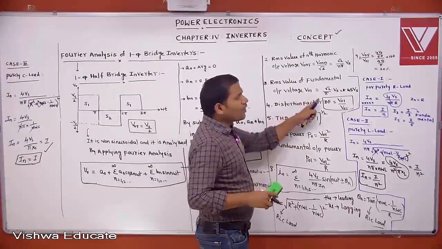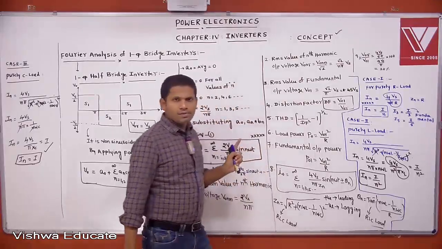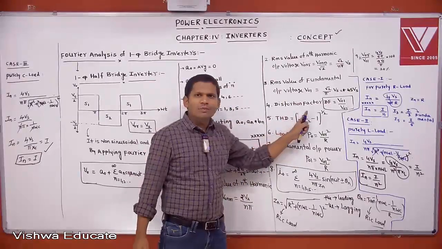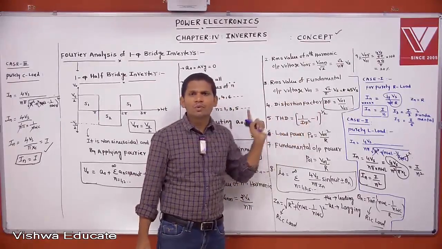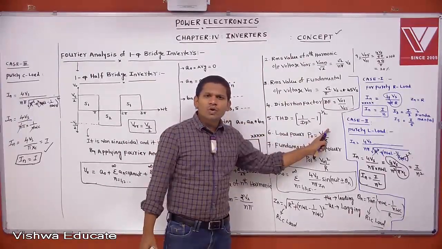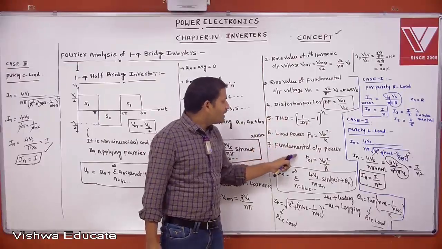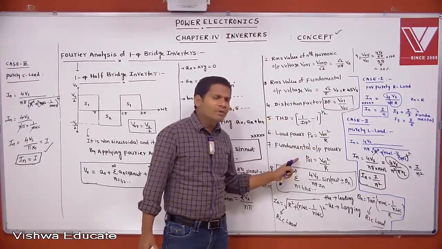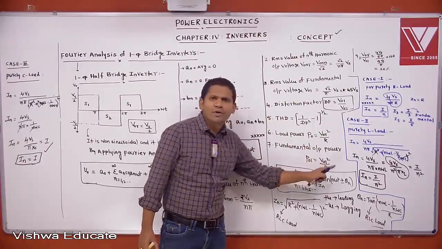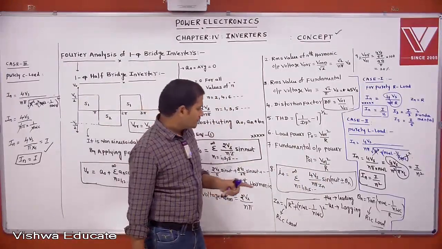Distortion factor, same formula: fundamental by total RMS. Total harmonic distortion is 1 by distortion factor square minus 1, whole to the power of 1 by 2. Load power means total load power, so you take the total RMS. Fundamental output power means you take P01 equals V01 square by R. You take only the fundamental RMS output voltage.